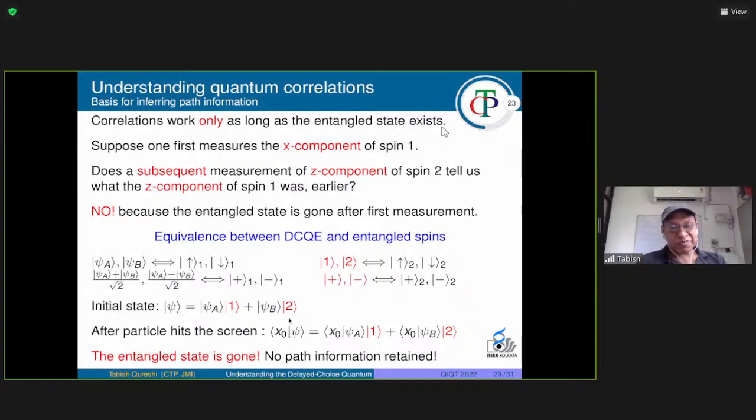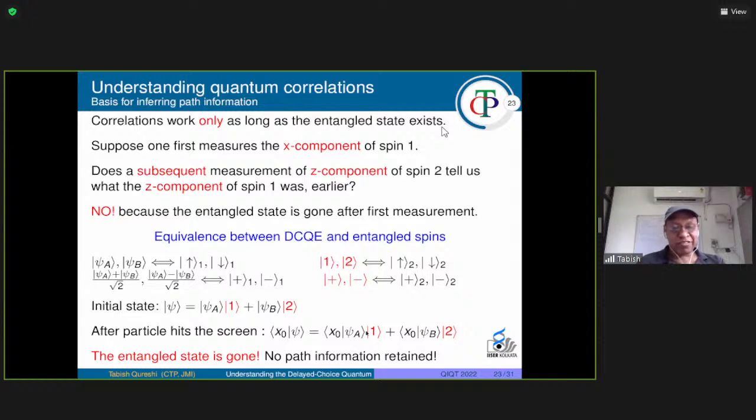Of course, once it has already landed, then you have to do this. Take an inner product with x0. So you will get this number and you will get this number and then you will get this state. So now you see that this will tell you what will be the state of the path detector. This is not an entangled state, so entanglement is already gone.